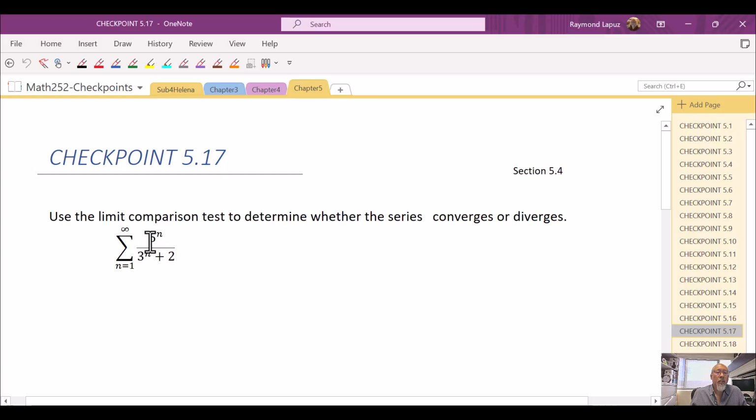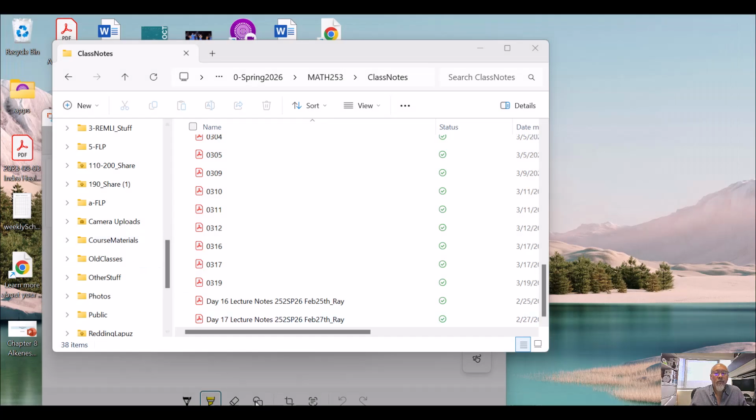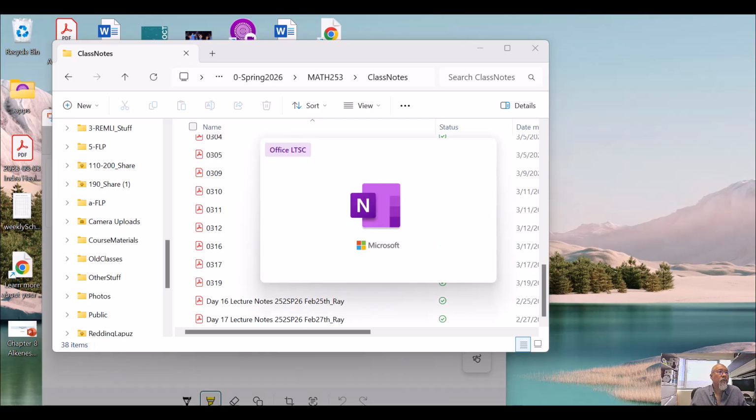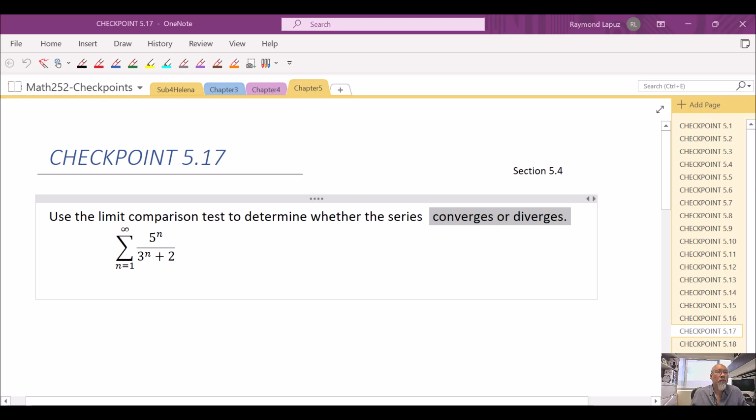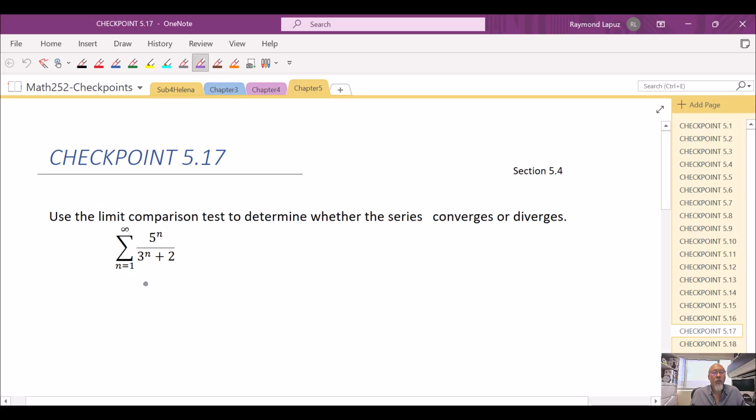This is a sum as n goes from 1 to infinity of 5 to the n divided by 3 to the n plus 2. Now, in terms of comparison, we want to compare this to something that we know converges or diverges. And in using the limit comparison test, we'll take the ratio of those two and then see if we get a constant or 0 or infinity. And then depending on how you put the ratio, it depends on what your result is.